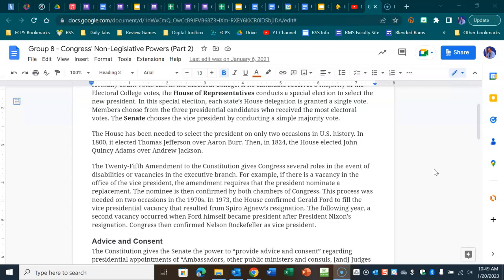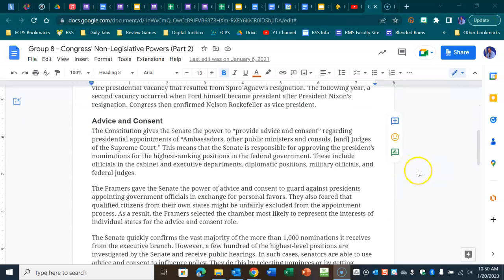The process was needed on 2 occasions in the 1970s, in 1973 and the following year. The House confirmed Gerald Ford to fill the vice presidential vacancy that resulted from Spiro Agnew's resignation. The following year, a second vacancy occurred when Ford himself became president after Nixon's resignation. Congress then confirmed Nelson Rockefeller as vice president.